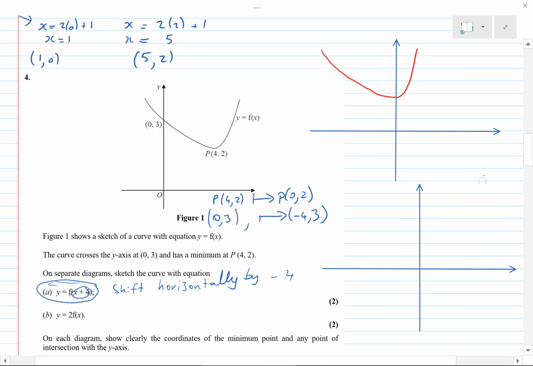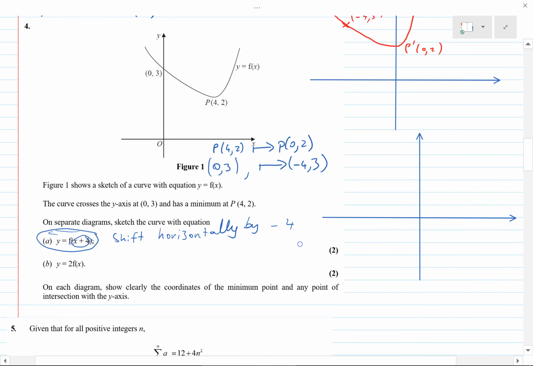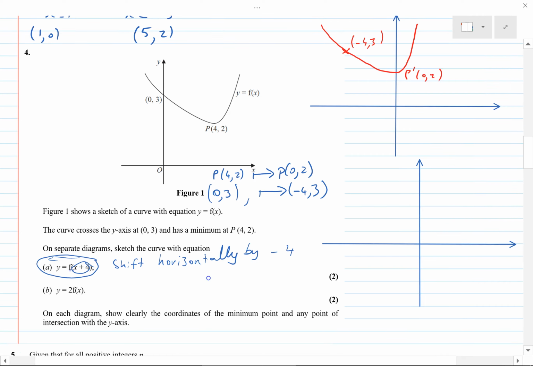It doesn't need to be that accurate. The shape of it doesn't need to be as accurate as I've drawn it there, but we can call that P dash, which is equal to (0, 2). And there's also another point here, which is (-4, 3). But that (-4, 3) isn't necessary from the commentary here, by the way. I've just put it in anyway.